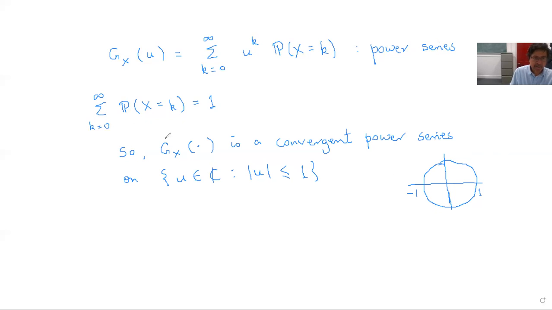And it's a known fact that if you have a power series, then you can differentiate it term by term, and that's convergent inside its circle of convergence. Okay, so therefore, the derivative g_X prime of u is well defined within the unit circle. So it's well defined inside the unit disk.